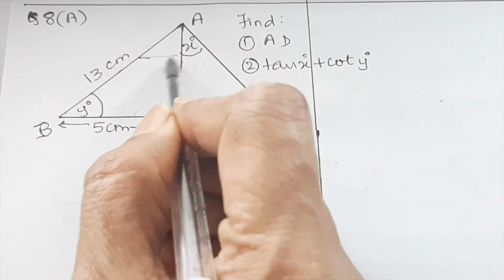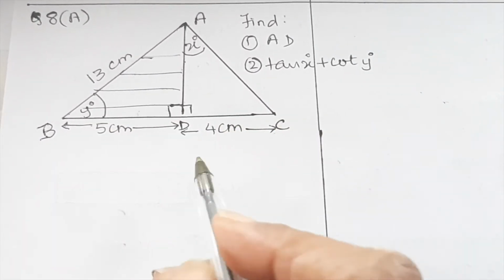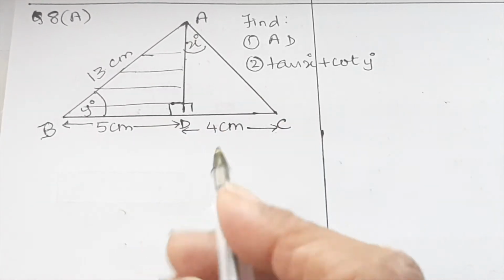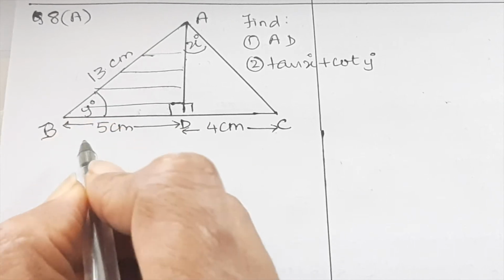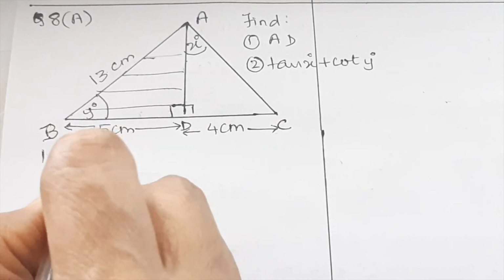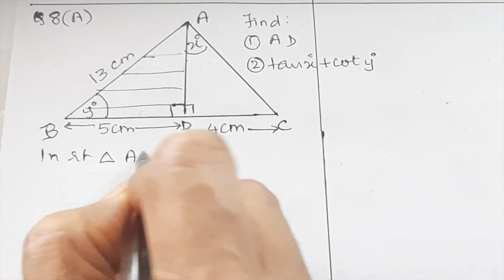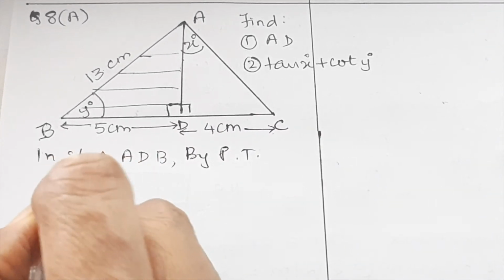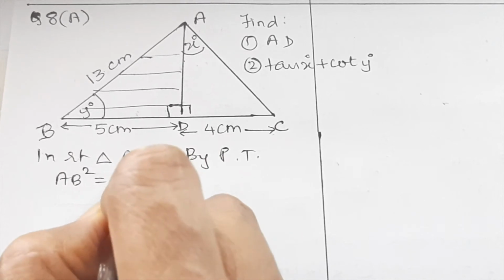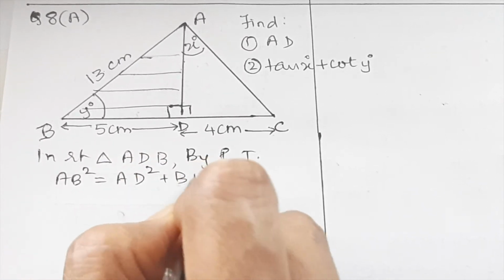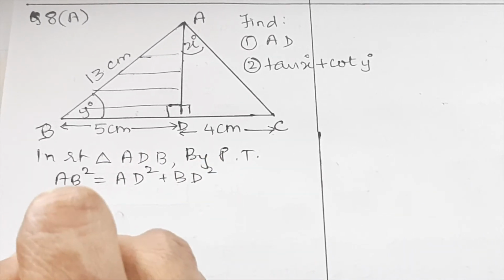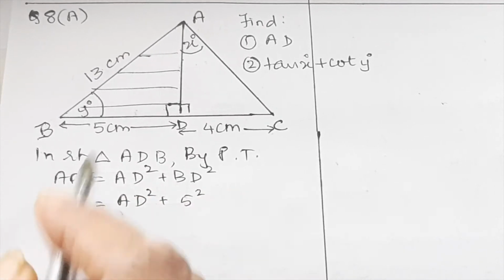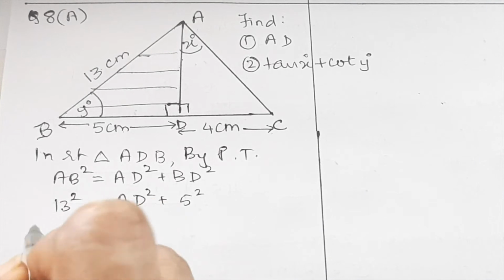Alright? So AD is part of this triangle, right? And we have 13 centimeter, 5 centimeters, and we have to find AD. So we will write in right triangle ADB by Pythagoras theorem, we will have AB square equal to AD square plus BD square. So it will be 13 square is equal to AD square plus 5 square. We are just substituting the values.